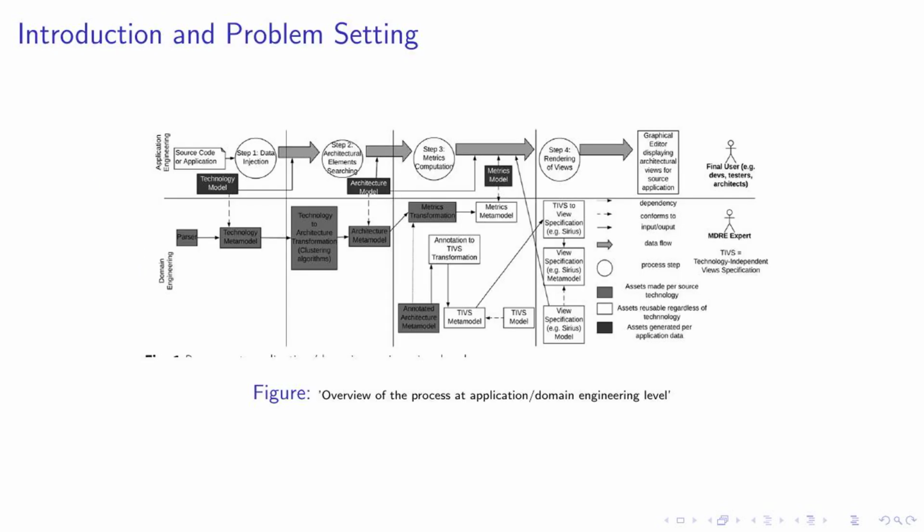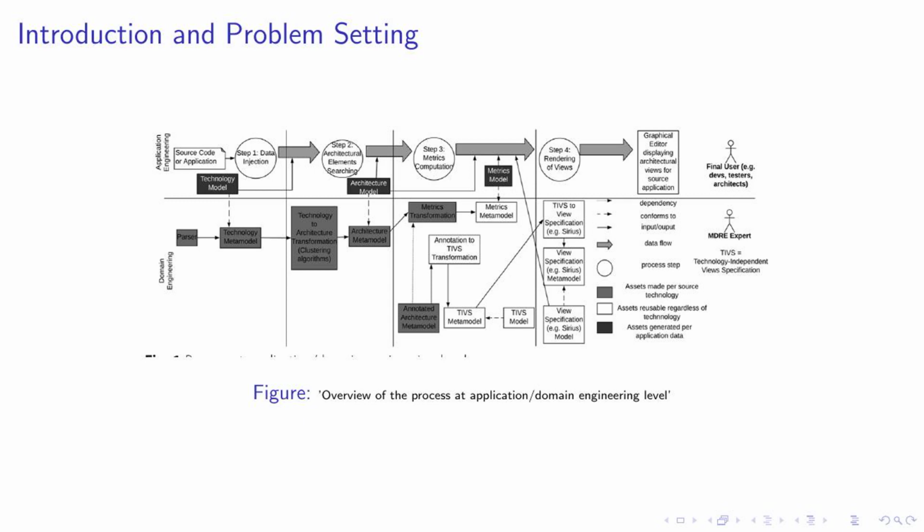Moving on to the introduction and problem setting, let's take a look at this figure. This diagram provides an overview of the process at the application or domain engineering level. Our approach was designed with two main requirements in mind. The first is software visualization, which is crucial for understanding complex software systems. The second is the modeling of software metrics that impact the views. This is important because it allows us to quantify and measure the impact of different factors on our software.